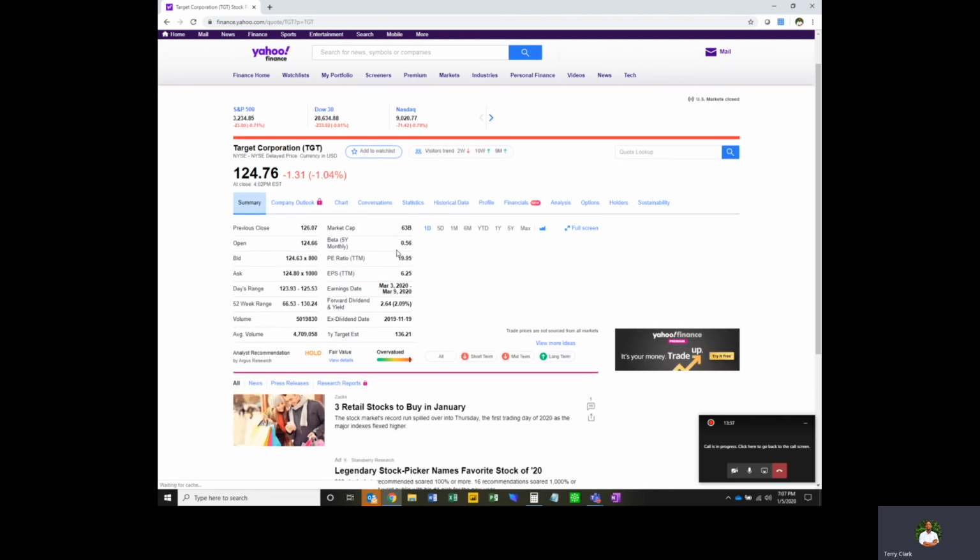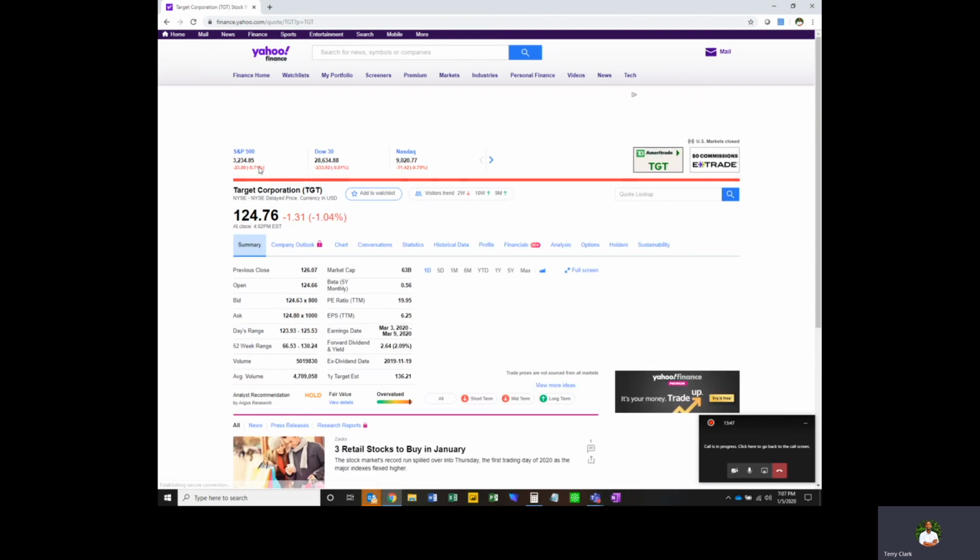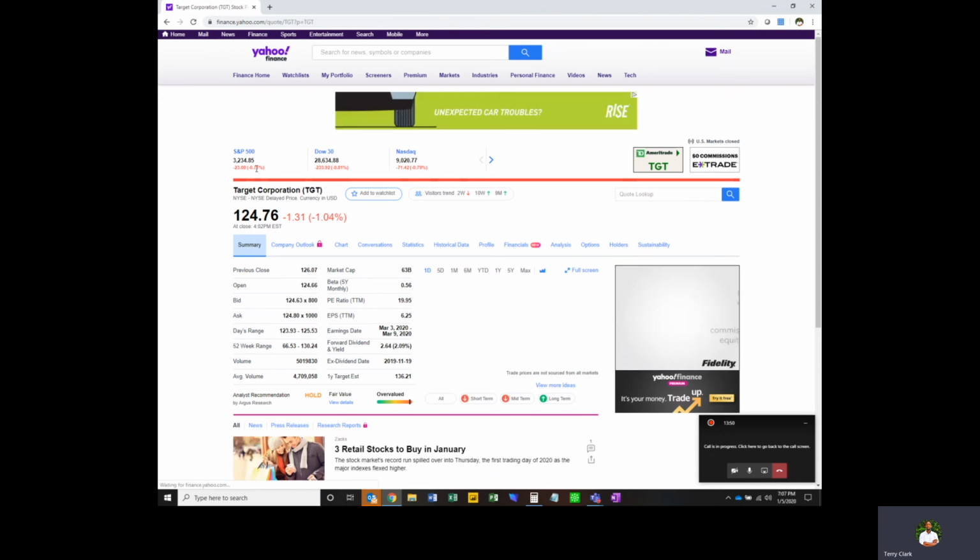The general rule of thumb is anything less than 1 is good. This is basically saying how volatile this stock is in relation to the S&P 500. The S&P, the market as a whole, went down 0.71% on Friday, probably because of the Iran situation, but who knows. So the market as a whole went down. Target went down as well, like minus 1%.